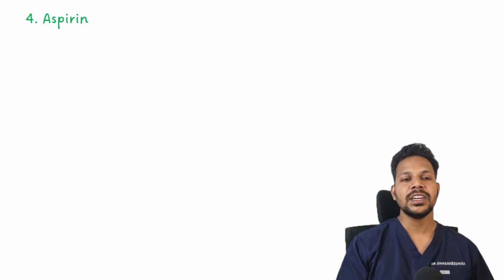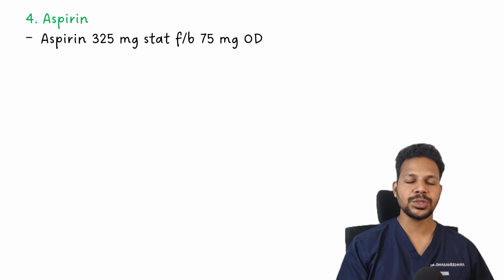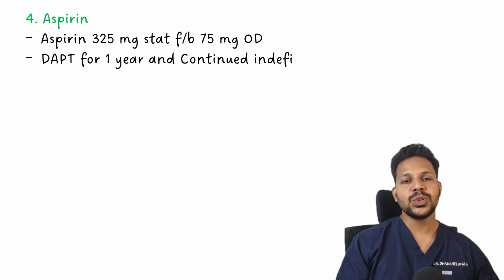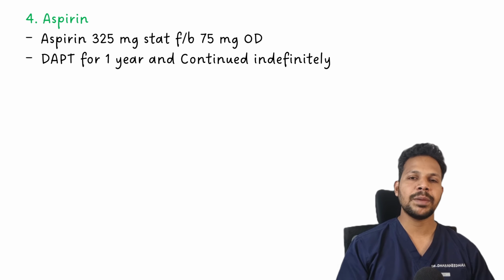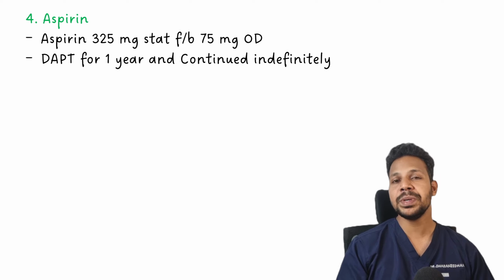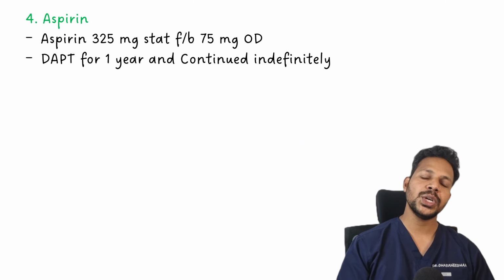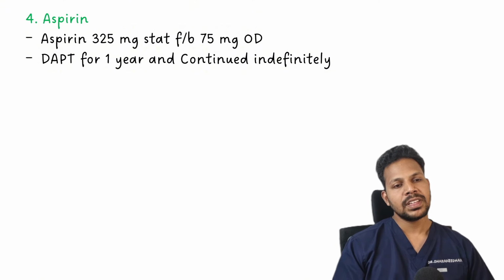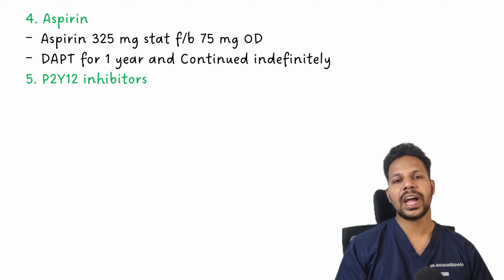So the aspirin should be given at a dose of 325 milligrams stat as a bolus dose, followed by 75 milligrams orally per day. The dual antiplatelet therapy, that is a combination of aspirin along with the P2Y12 inhibitor, that is clopidogrel or ticagrelor, should be mandatorily used for 1 year, and after that you should continue aspirin for lifelong. Other drugs are the P2Y12 inhibitors. The drugs are clopidogrel, ticagrelor and prasugrel.